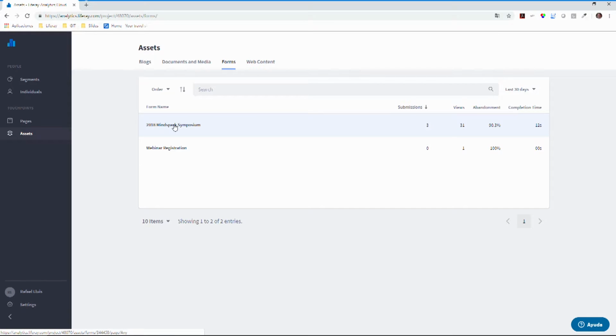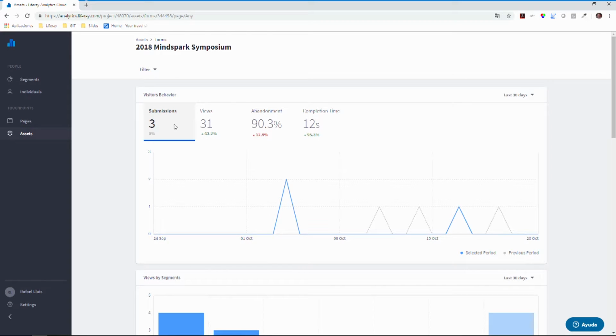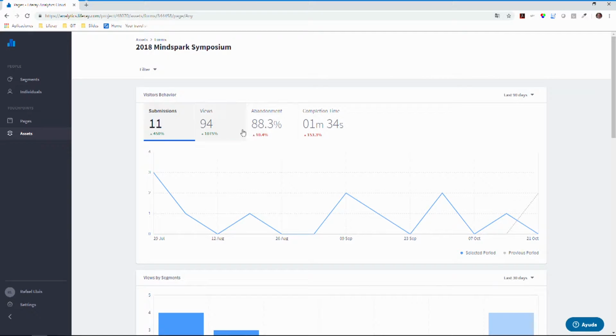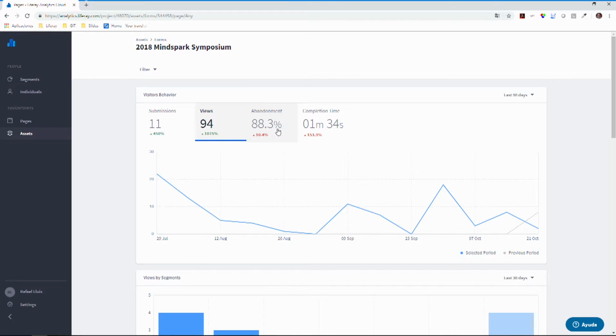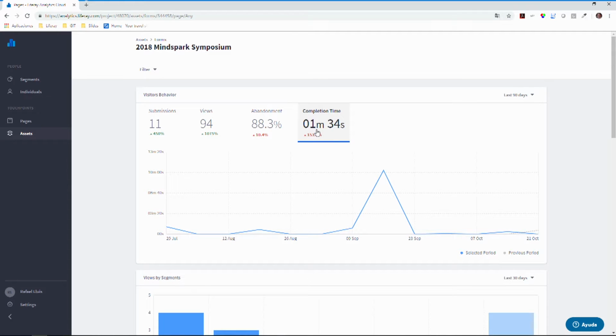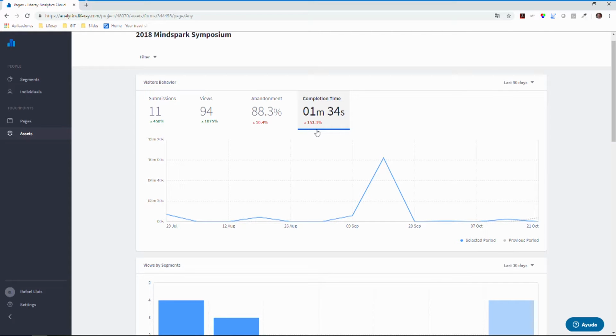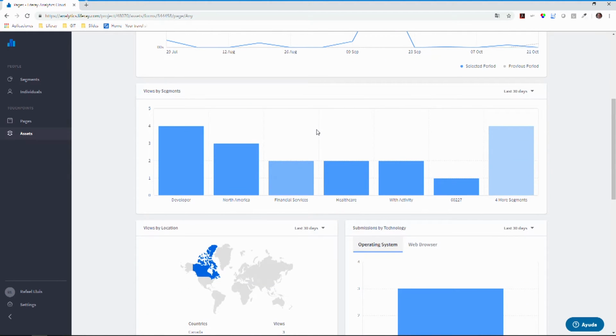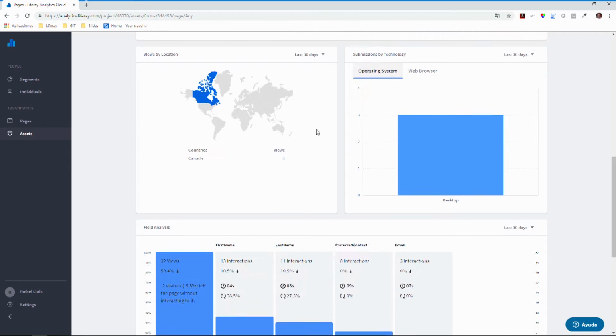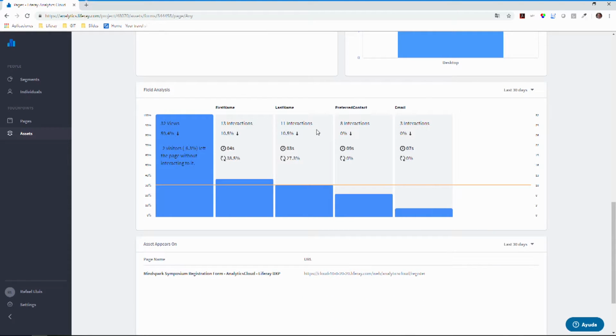And as I was mentioning, depending on the type of asset, we can have more detailed information. So following the example with our symposium form, okay, we have a specific information for that kind of asset. So here we can see submission, number of views, percentage of abandonment, completion time. So we don't have too much statistics here, but again, how is the completion time for the users that complete the form? How much time do they spend? How is the average time? Okay, here we are seeing always average, average, average. Okay, we have many, many data, and we are accumulating it, and we are showing it in that way. Again, segments, locations, technology, etc. and what I was mentioning before with the slides. Okay, so we have this specific form, and we can analyze how this form is behaving.